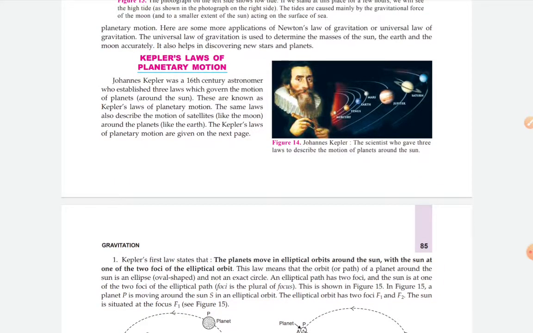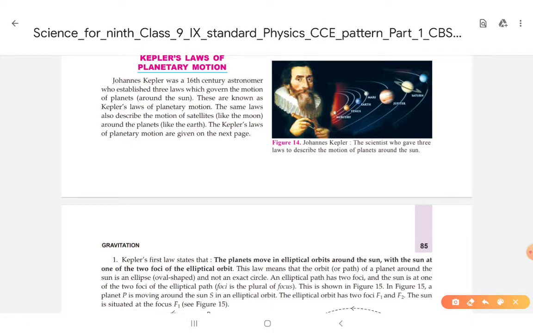Okay, you can see in this picture he is Kepler. He is a physicist, you can say scientist, who gave three laws which describe the motion of planets around the sun. Okay, so there are three laws of Kepler. You have to remember all these three laws. These laws are very important.